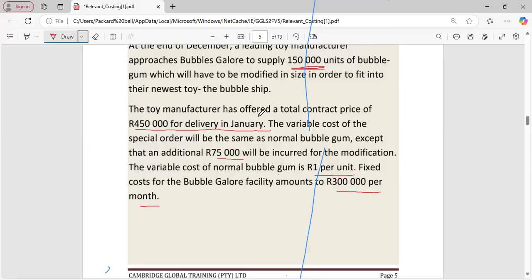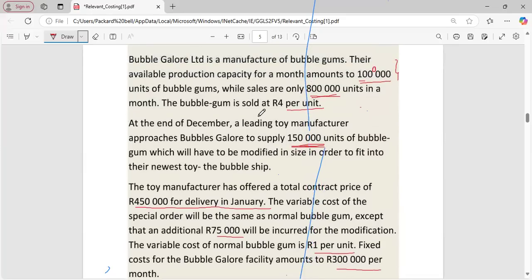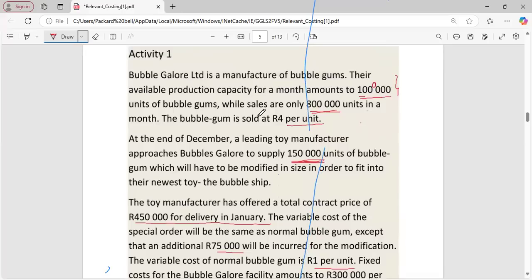Are we not supposed to check the capacity first? Sorry? Hello? Yes. Hello?